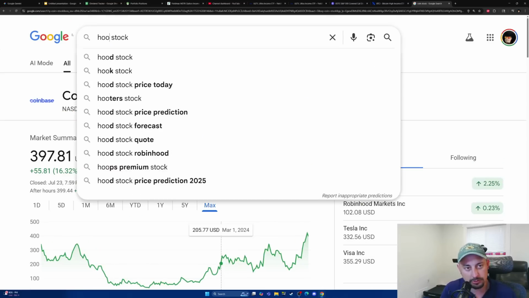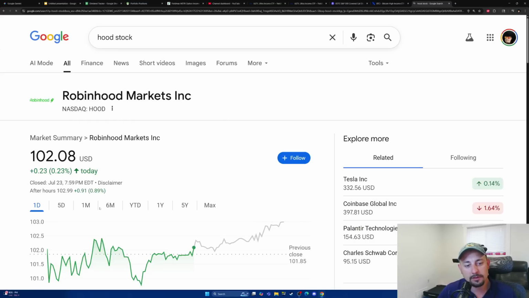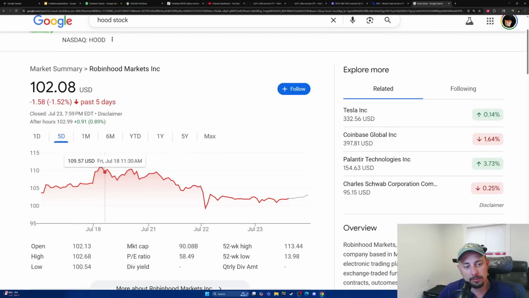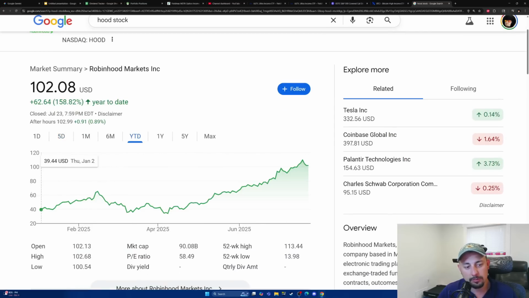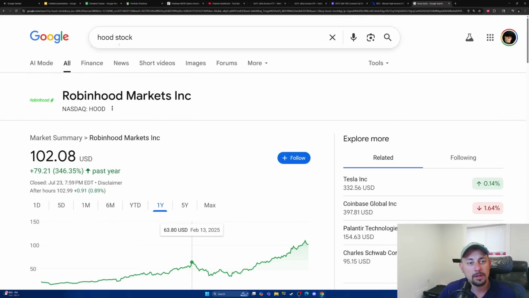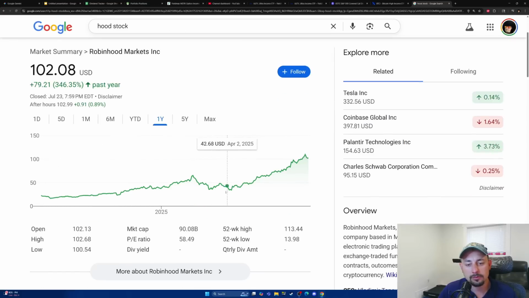Let's look at HOOD. HOOD had a pullback this week. So we were up 111. We're down to 102. Look at year to date. We're up 158%. Is there going to be a correction to this? Look at the last correction in February. From 65 down to 34. You almost lost like 50% of your account. I mean, hopefully you held on. I don't know. I don't know.